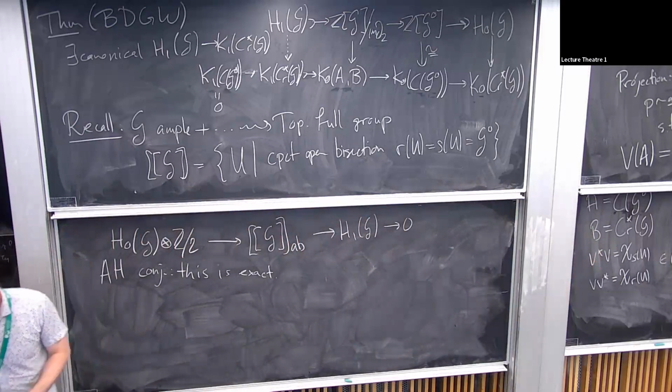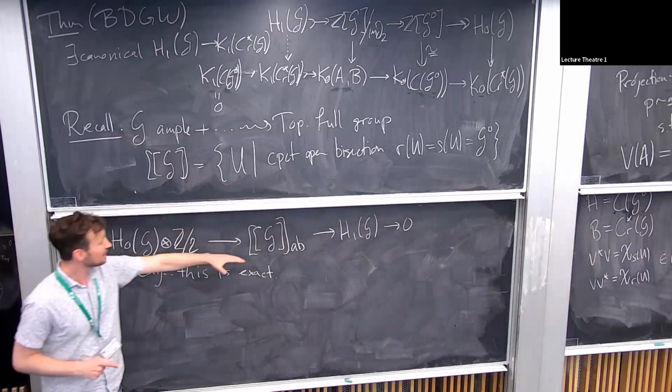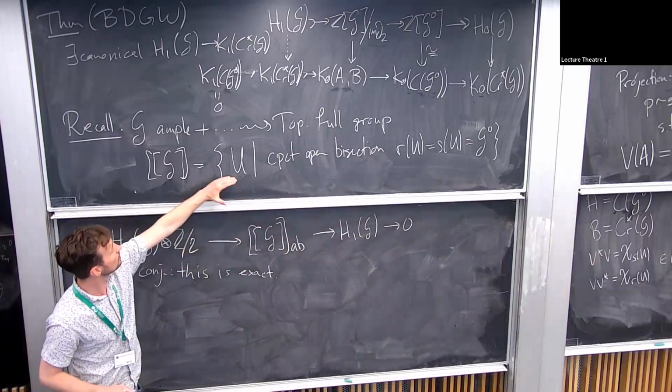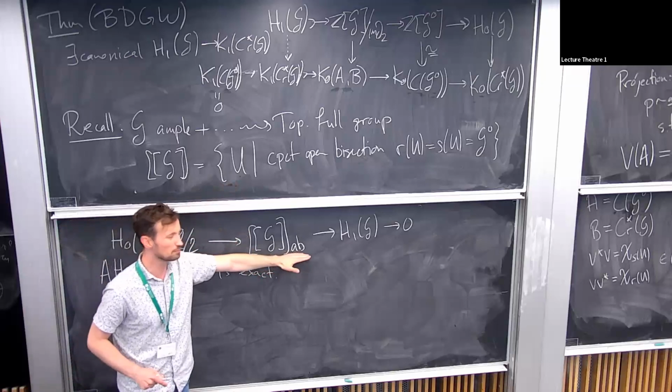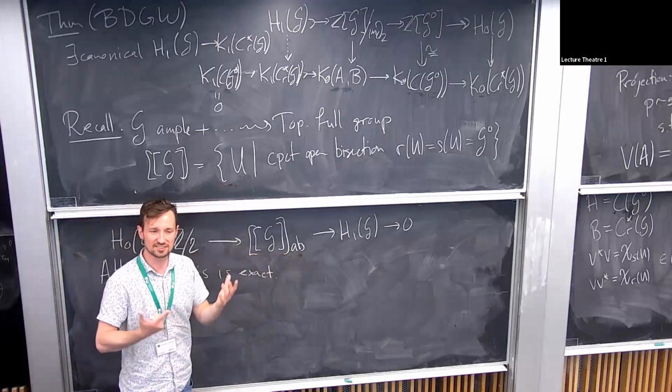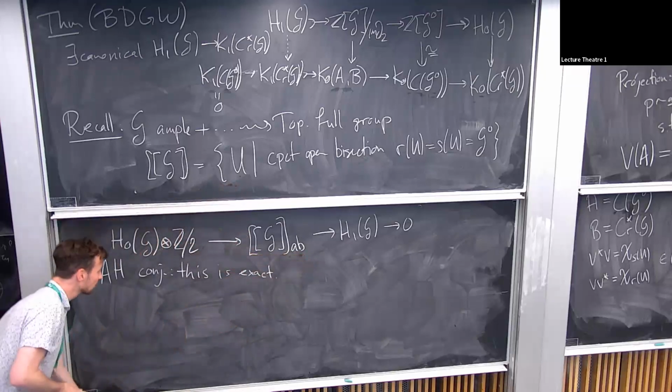So in which sense do I mean? Well, as I said, we had some group of unitaries essentially, and then we're taking the abelianization. This looks like something that we've worked with.